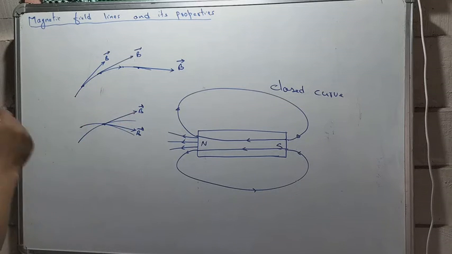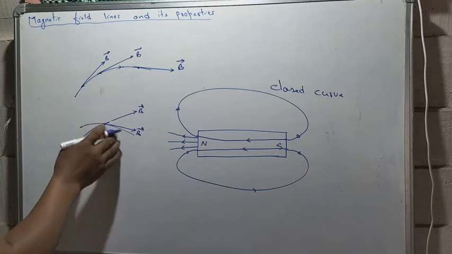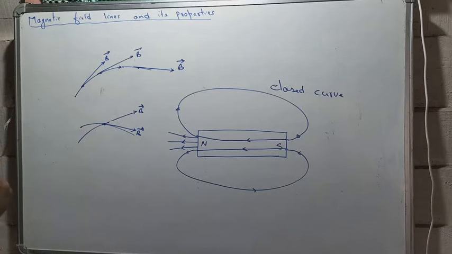So therefore, two magnetic field lines cannot cross each other, because if they do so, you will get two directions of magnetic field.